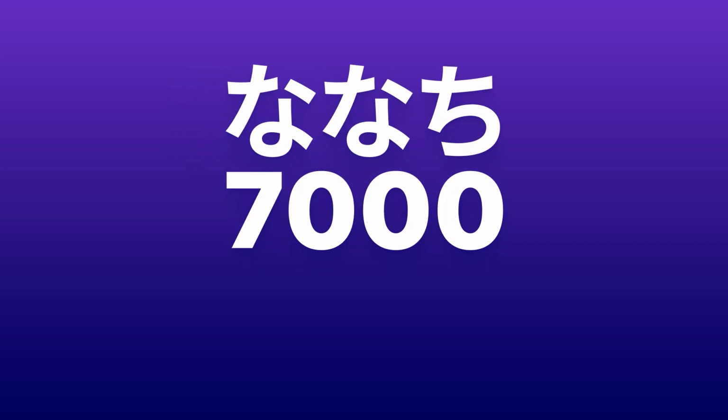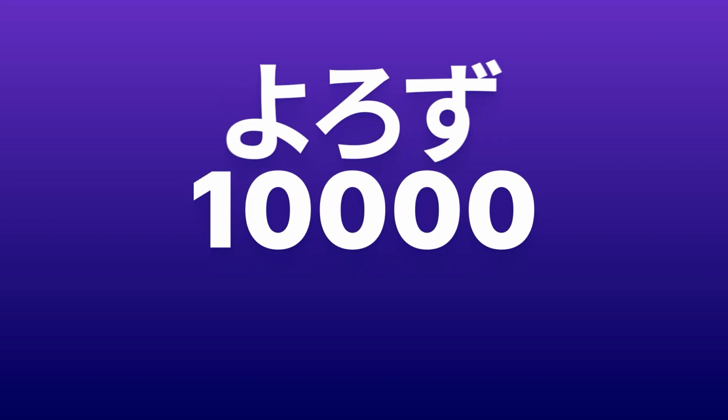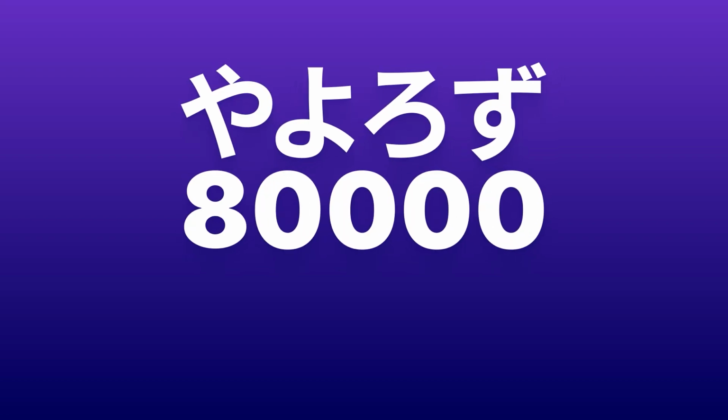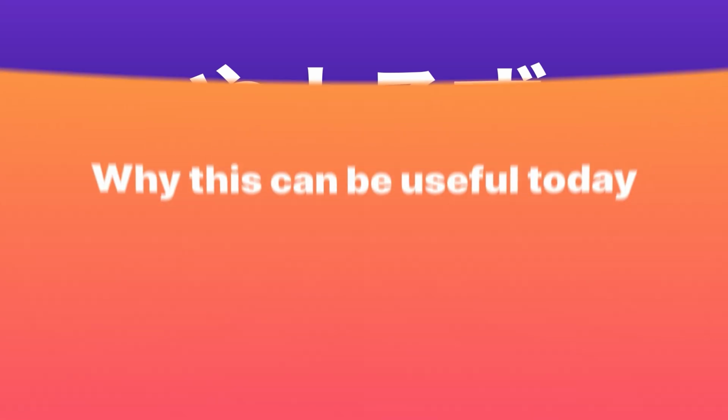For the thousands, we have chi. For all numbers after 1000, simply take the number and add chi to it. This means that 7000 is pronounced nanachi. Lastly, for 10,000, we have yorozu. As before, take the number and add yorozu. So 80,000 is pronounced as yayorozu.